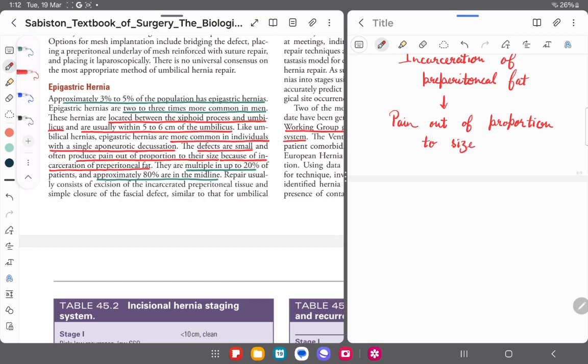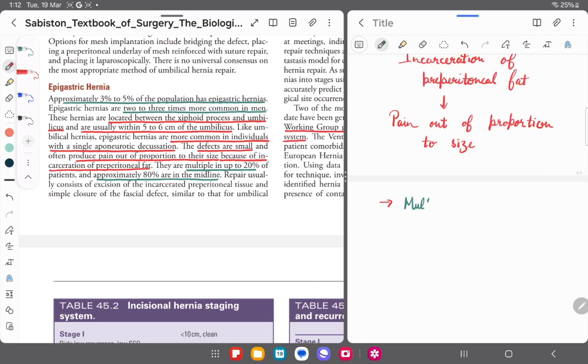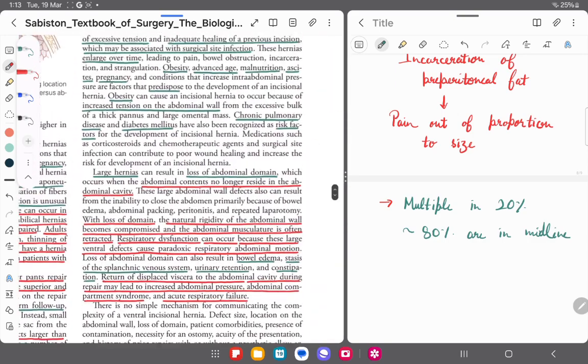Epigastric hernias are multiple in up to 20% of the patients, and approximately 80% are in the midline. So multiple in 20%, approximately 80% are in midline.